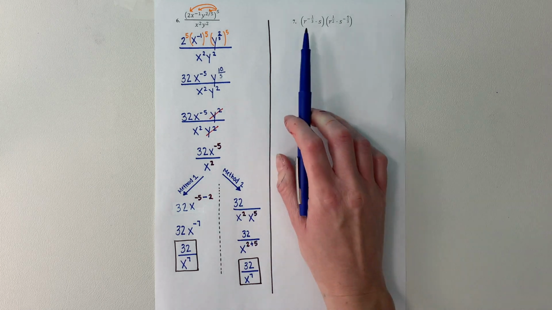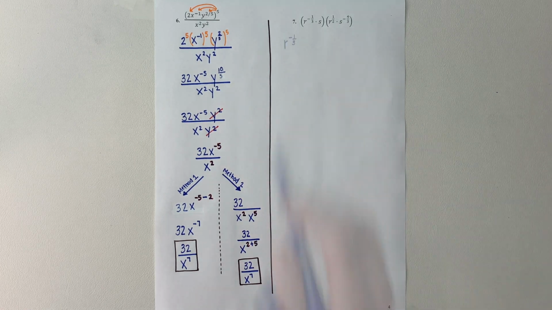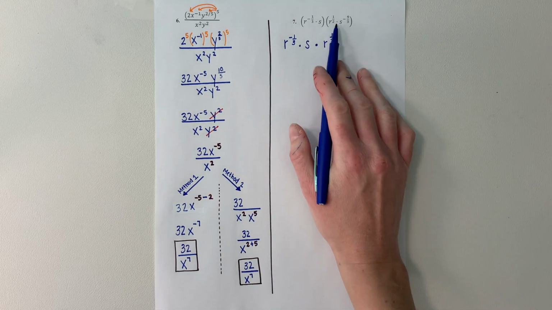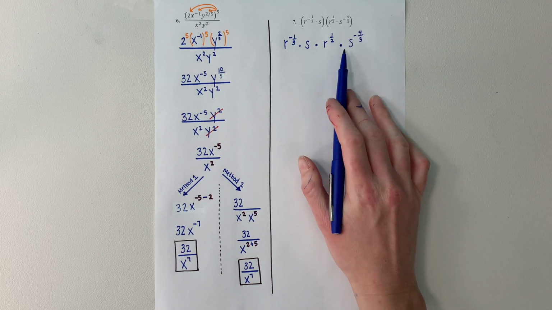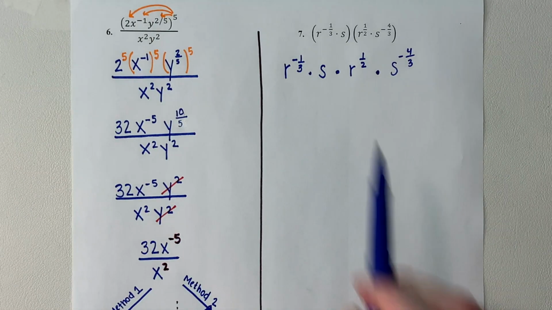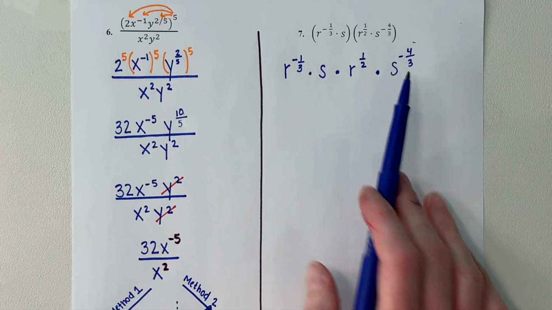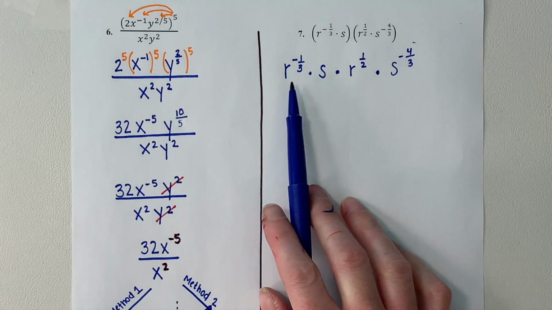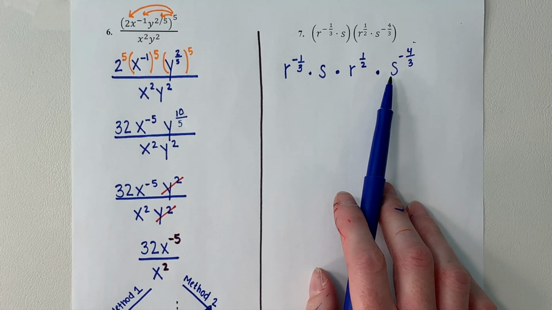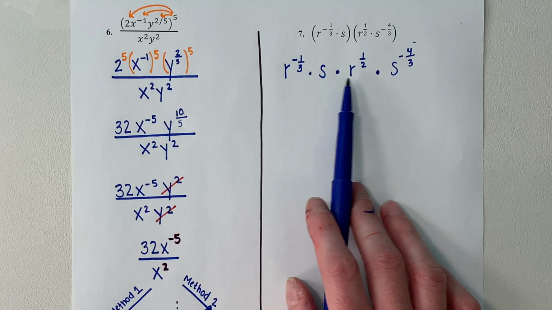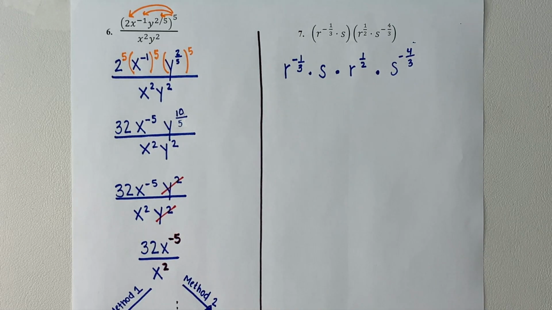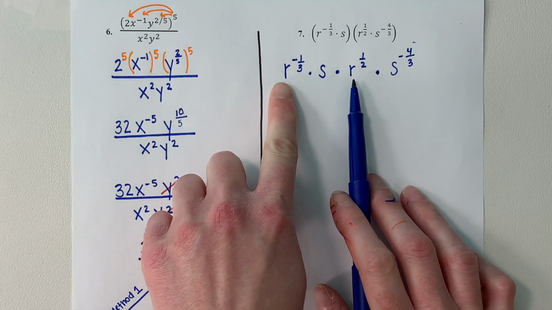In fact, all that's going on here is multiplication. So I'm going to rewrite this in an equivalent way as r to the negative 1/3 times s times r to the 1/2 times s to the negative 4/3. We don't need these parentheses, they just imply multiplication. Now, with multiplication, we can use the commutative property, which says that we can rearrange these pieces in any order. And when we multiply like quantities, I'm going to move these r's next to each other.